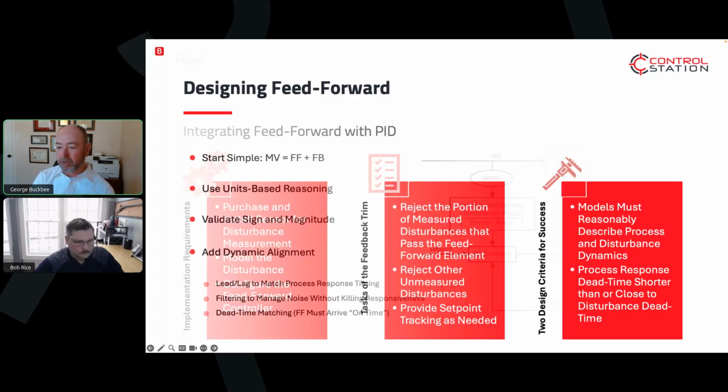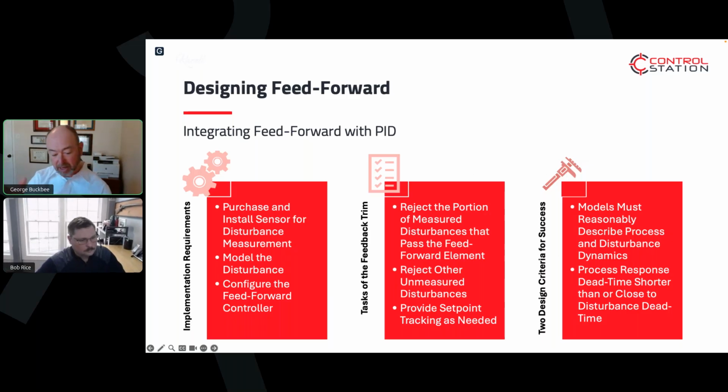Pretty simple if we go with just the scalar model there, but also you can add some dynamics. So let's talk about how these pieces fit together a little bit. So on the left-hand side, what do we do to get the feed forward in place?